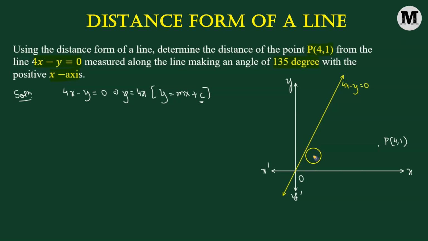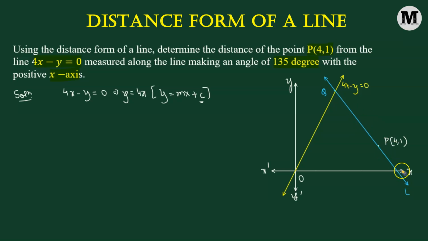Okay, now what our goal here is to determine the distance between the line and the point, and also there is a condition here. That means a straight line is going to pass through the point and it is going to intersect the line 4x minus y equals 0, and also it's going to make an angle of 135 degrees with the positive x-axis. So let's try to sketch that line. So here let's say we have the line L which is going to pass through the point P, and also let's say it intersects the other line 4x minus y equals 0 at the point Q. Our goal will be to determine the length PQ.